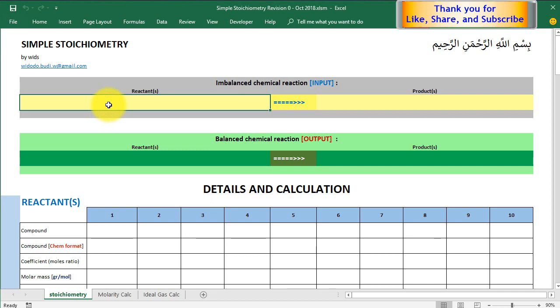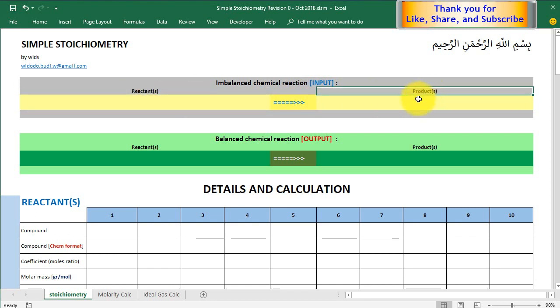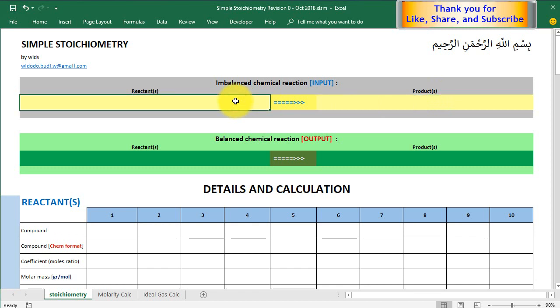Alright, I will explain the features of this application and how it works. Basically, we only need to input an unbalanced chemical reaction in the yellow box. The left side is for reactants and the right side is for products. Alright, the basic rules of how to input the chemical reaction in this application.